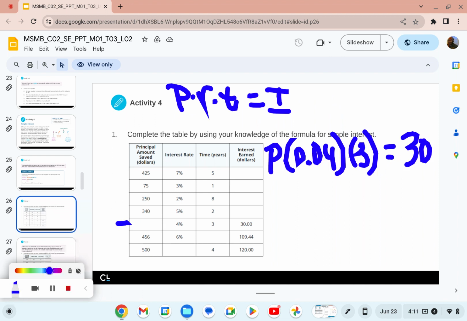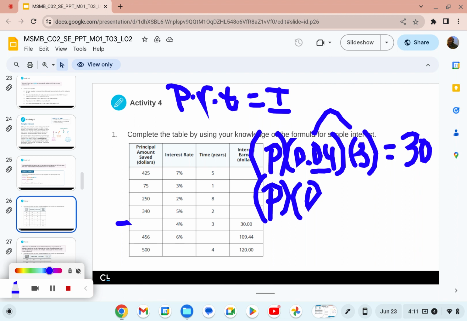So what I know I'm able to do right now is multiply 0.04 times 3. And I know that 4 times 3 is 12. I have 2 spaces to the right of my decimal. So that is going to end up being P times 0.12 equals 30. Okay. How do I get P by itself? Because that's what I'm trying to find out.